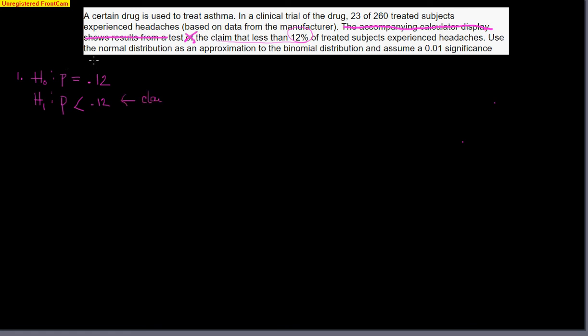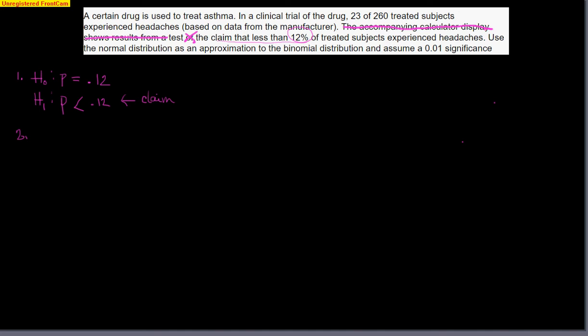And we want to define that. It's quite often the claim is the alternative hypothesis. Occasionally it will be your null. And the reason we want to define it is because it will help us with our conclusion at the end. Okay, what do we do next? Let's go back to our rules here.